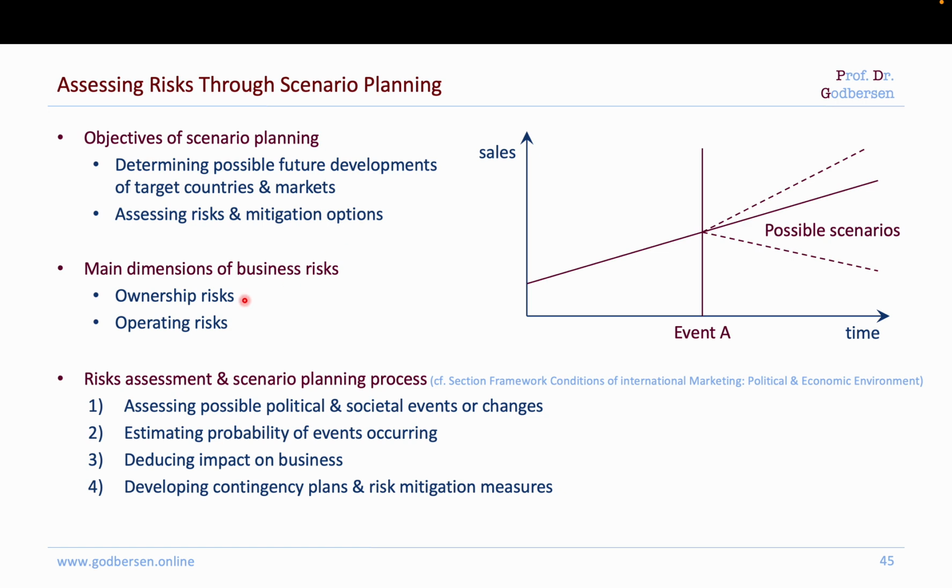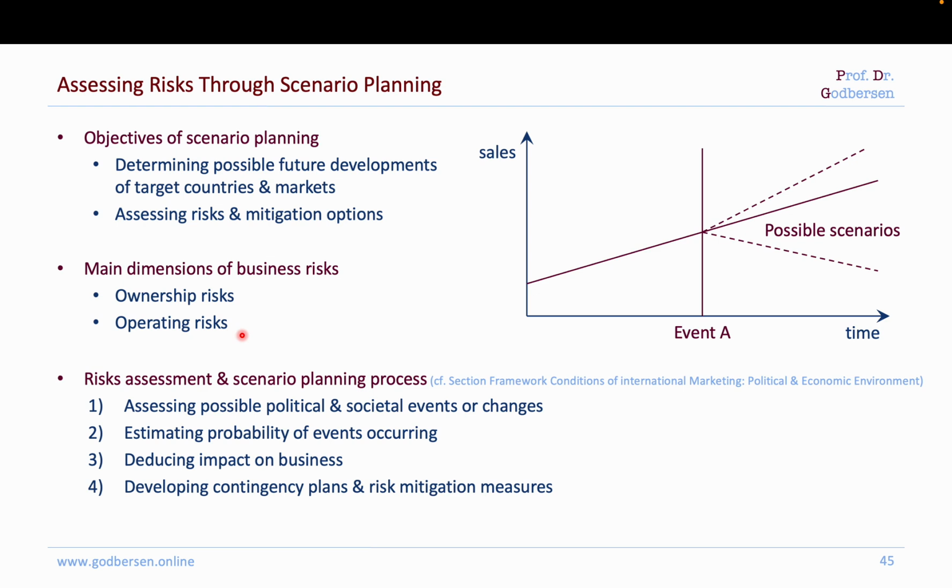As mentioned in the first video lecture of this series, you look at ownership risk and operating risk. Ownership risk is that there might be a change of government, some socialists come into power and they want to nationalize your investment within the target country. Operating risk might be corruption, slow bureaucracy, and so forth.